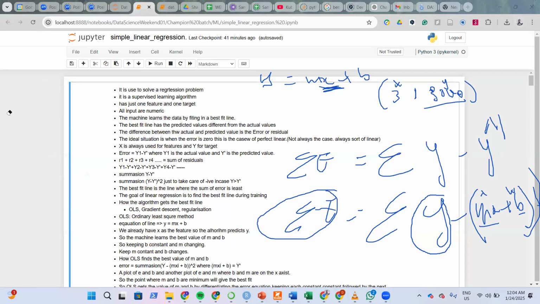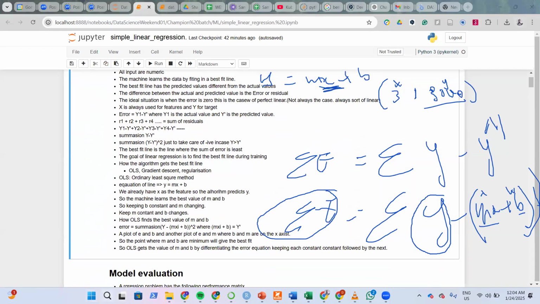So if I plot a graph of the error, let me plot it this way. If I plot a graph of the error against, let me see if I have. Let me just pull up something here, okay?